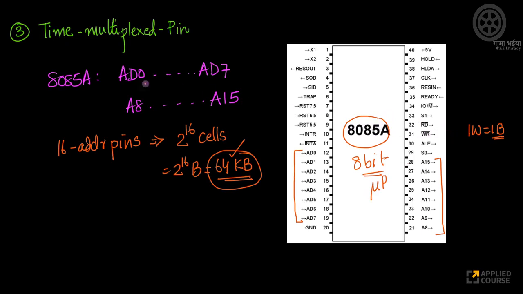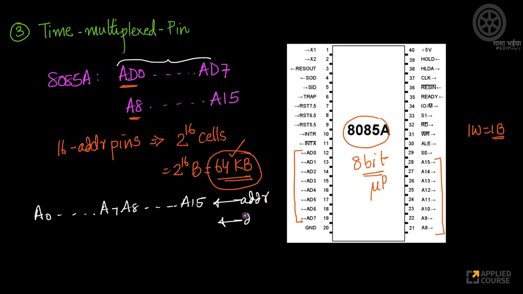But here comes the question. Look at this. There is a naming difference here, right? So these pins AD0 to AD7 are called time multiplexed pins. Why are they called multiplexed? Because look at this. What is our address? Our address is A0 to A7, A8 to A15. This is what my address is. My address is a 16-bit address, right?